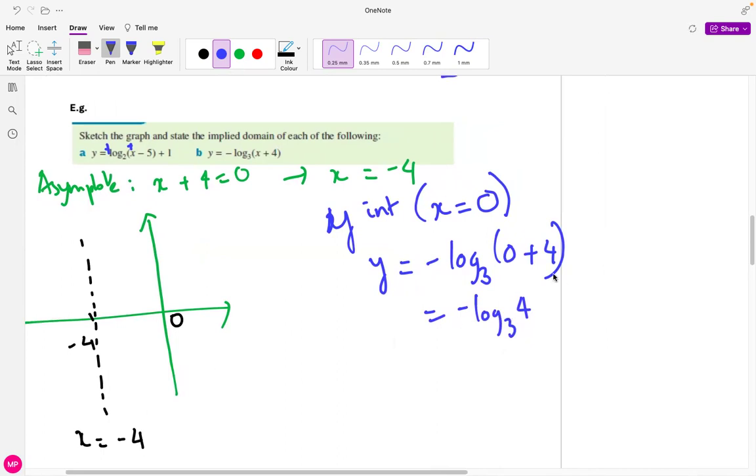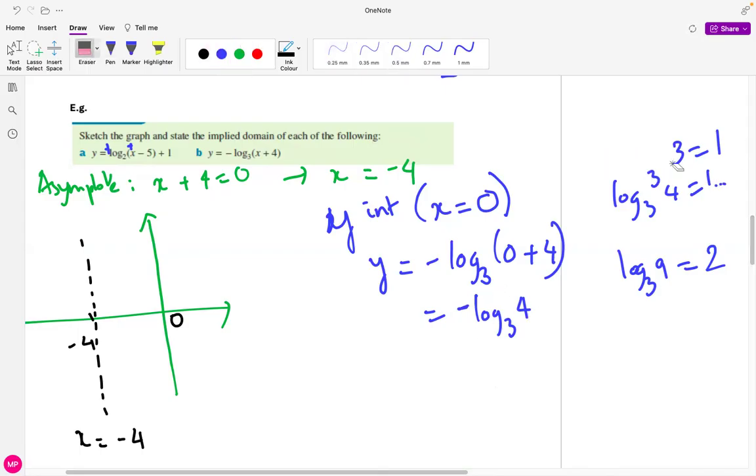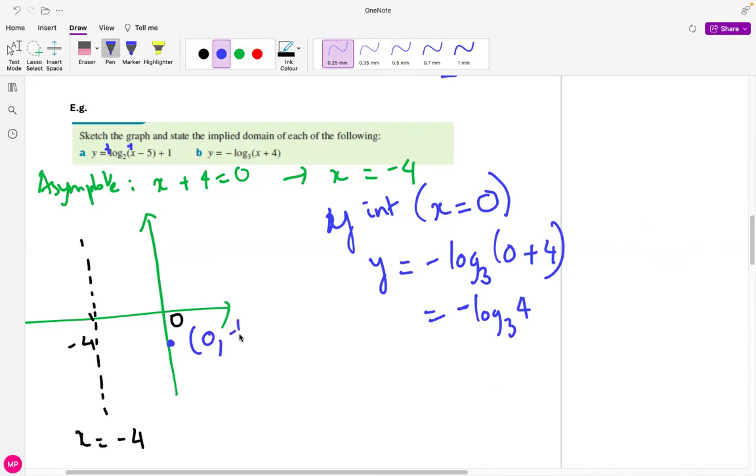Think about log 3 of 4. Log 3 of 3 will give you 1. Log 3 of 9 will give you 2 because 3 squared is 9. So log 3 of 4 will be closer to the 3, which will give you 1 point something. And you have a negative, so you know this answer is negative 1 point something. That's how you estimate it. All right, so I'm going to label the y-intercept here, 0, negative log 3 of 4. So I know that my shape will go like this, roughly.